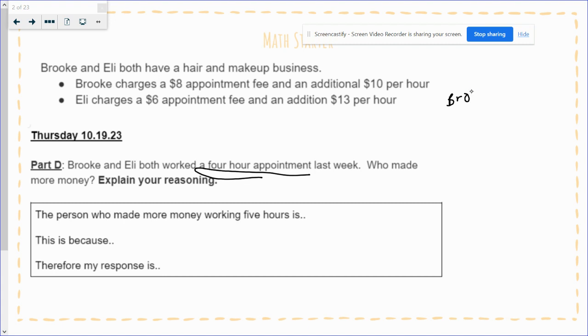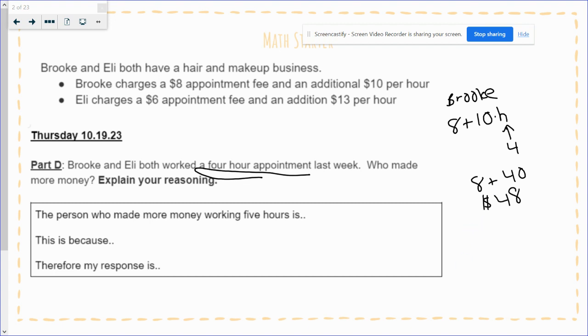All right, so let's start with Brooke. We need to figure out how much they each made for 4 hours. Brooke has an $8 fee plus $10 per hour, so we need to multiply 10 by the number of hours. If she worked 4 hours, we plug in a 4 for the hours. 10 times 4 would give us $40. That's her hourly fee, plus the $8 appointment fee.